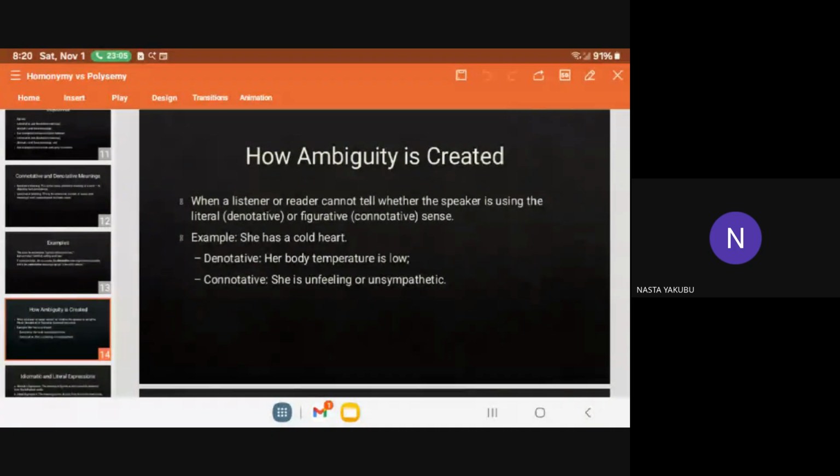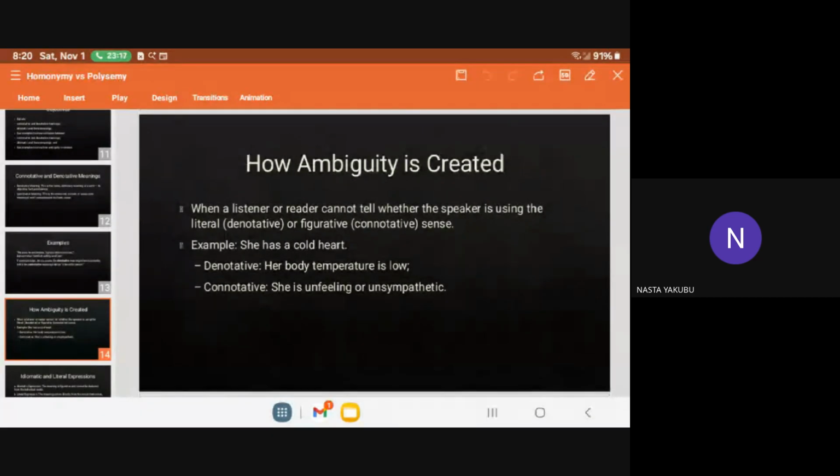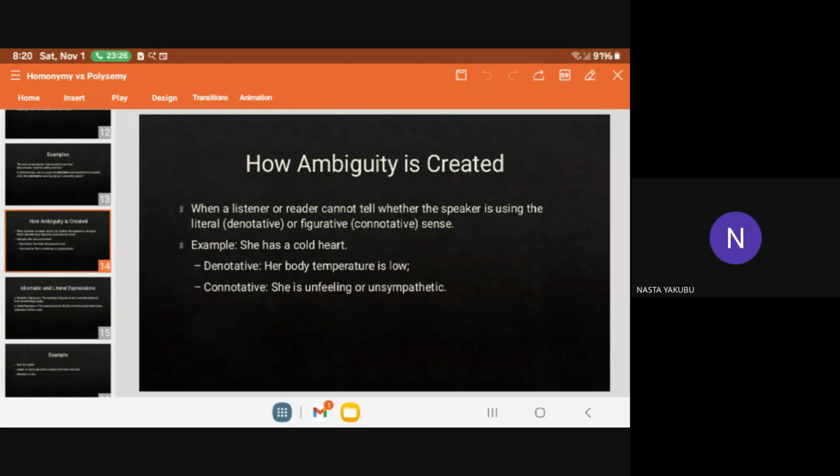If you say that, there could be a lot of ambiguity in this. The question that will be asked is, are you referring to the denotative meaning that her body temperature is low, or are you referring to the connotative meaning, which has to do with her being unsympathetic, detached, or having no feelings at all as regards the issue or the matter being discussed?